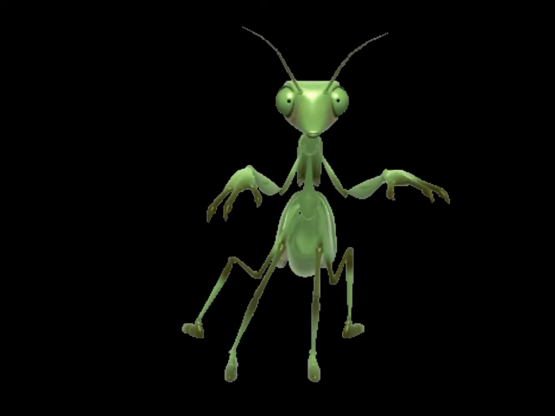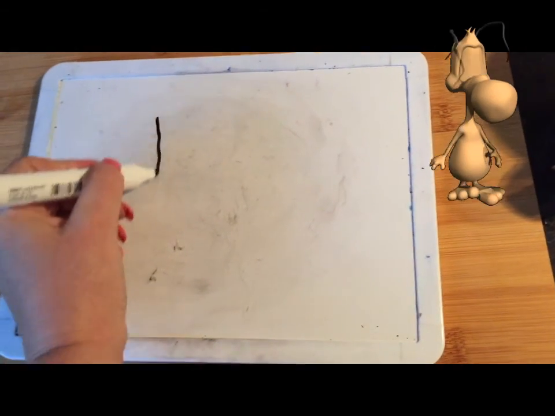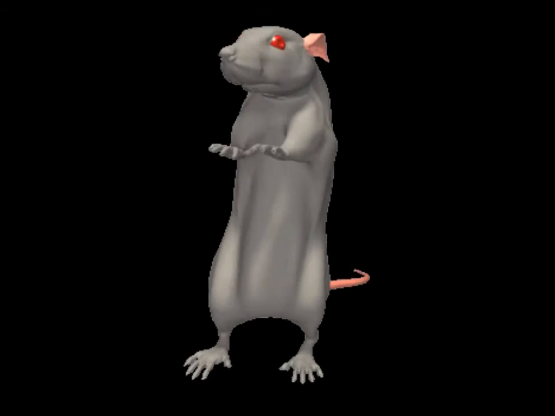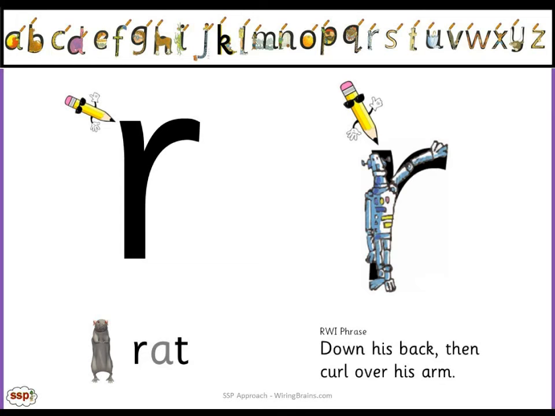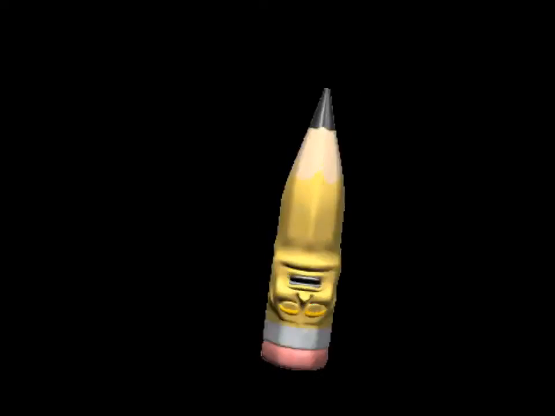Are you ready? Monster r, rat. Down his back, then curl over his arm. Rub it off, rub it off.